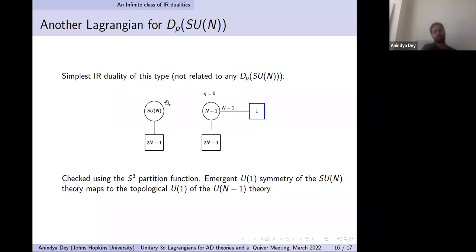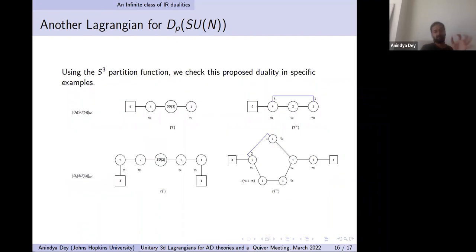Okay. And this is pretty interesting because if you take SUN with any other number of flavors, so let's say you take 2n or 2n plus 1 or anything else, that does not have that emergent U1 symmetry, only this guy has. And that is what maps to the U1 topological on the other side. Now, for every P and N of DPSUN, this comparison will give you an example of IR duality of this type. So there's an infinite class of IR dualities that you can write down just from this equivalence. And the two examples that I discussed correspond to the following dualities.